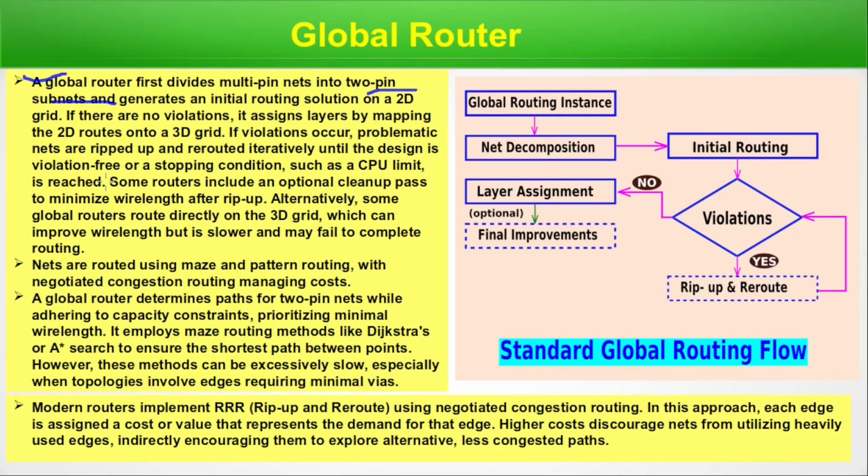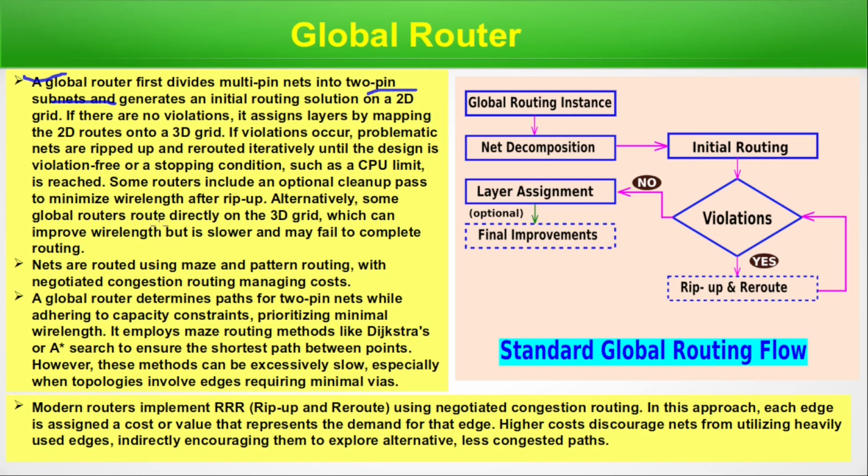A global router first divides a multiple pin net into 2-pin subnets and generates an initial routing solution for a 2D grid. If there is no violation, it assigns layers by mapping the 2D route into a 3D grid. If a violation occurs, it only picks up the problematic nets that are ripped up and rerouted iteratively until the design is violation-free or a stopping condition comes. It only does this for the problematic ones. It's a case-specific thing. Some routers include an optional cleanup pass to minimize wire length after rip-up.